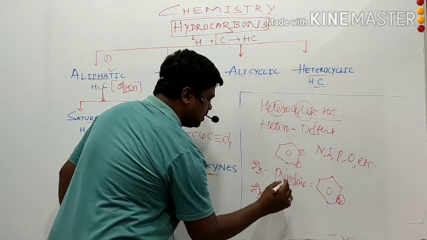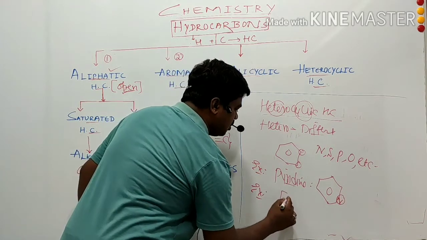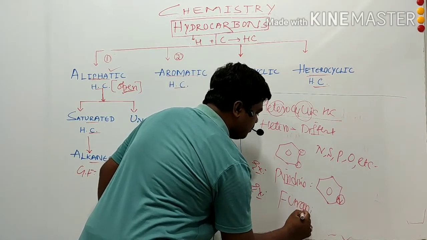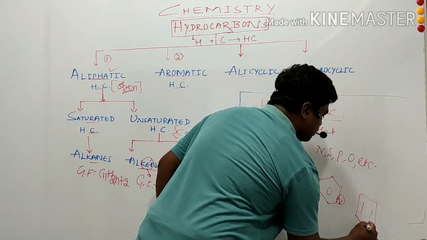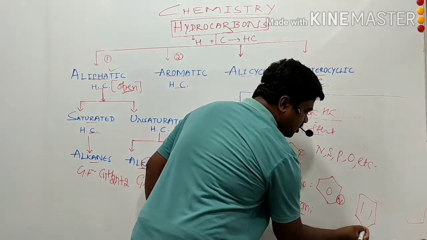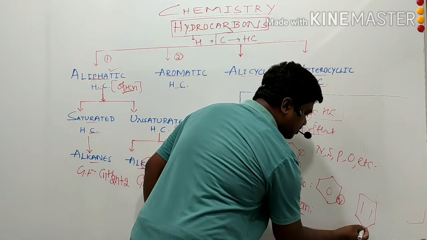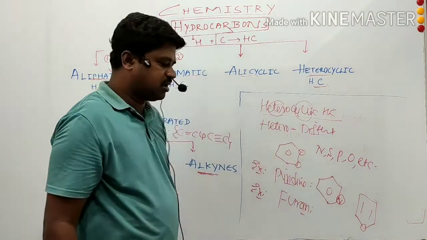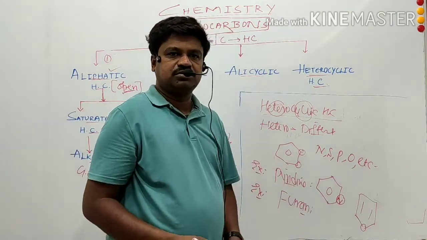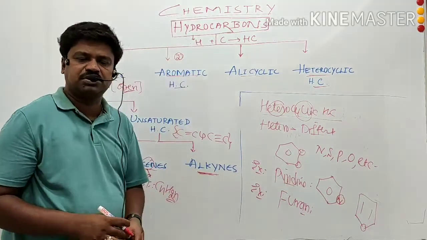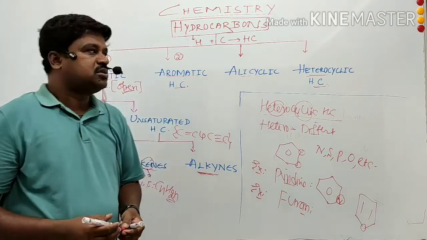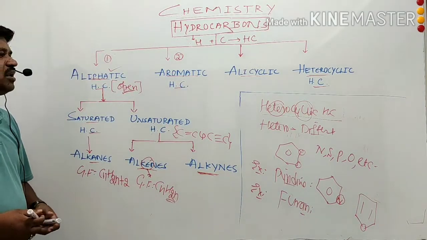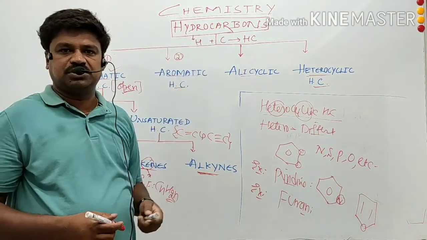One more example, furan. The furan structure is like this. Here actually carbon must be, but instead of carbon, if you take oxygen as a heteroatom, that is furan. Of course, many other examples are there, but these are the main examples of this category. So this is a brief classification of hydrocarbons.